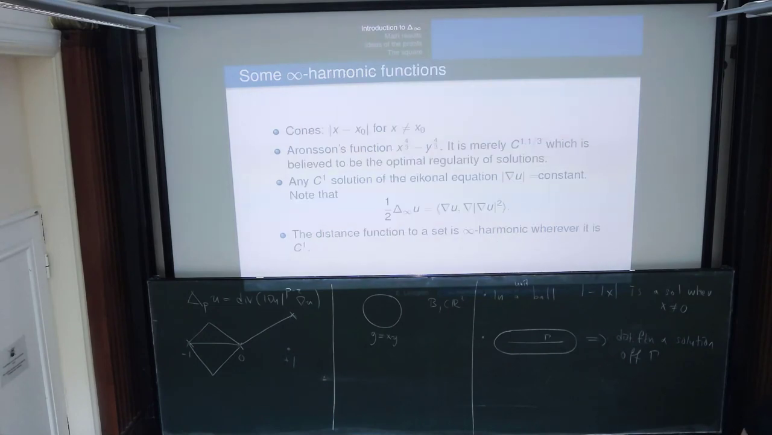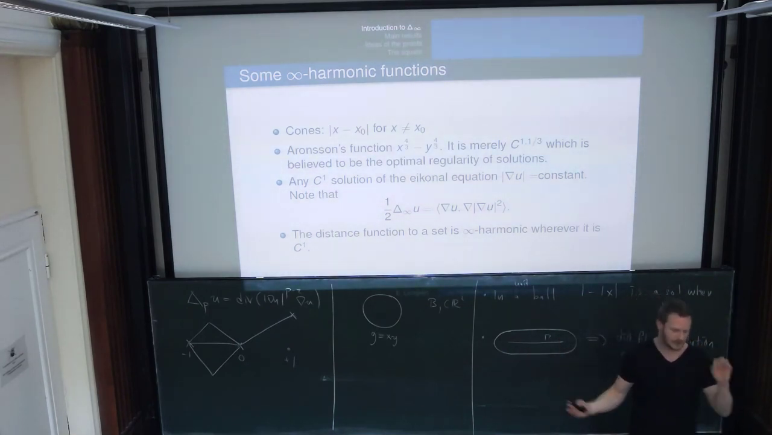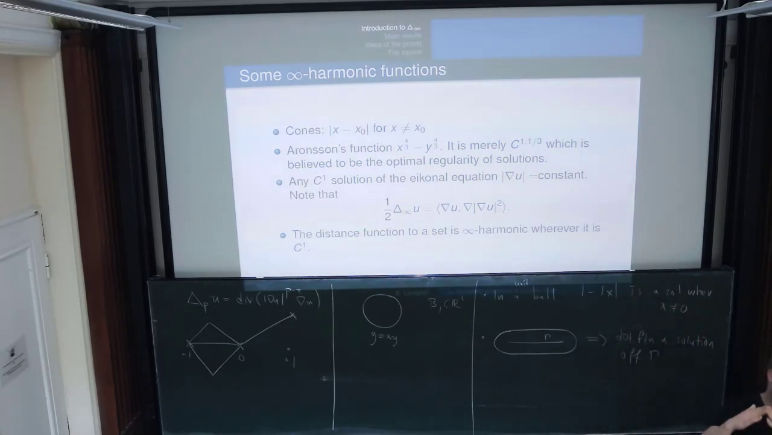So in the viscosity sense, why do you exclude x not zero? Because if it was a solution at the origin, it would be zero, because the boundary data is zero. So it's not a solution at the origin. Not differentiable? No, it's not a solution in the viscosity sense, even there, because then you have a unique solution with zero boundary data, so it would be zero.